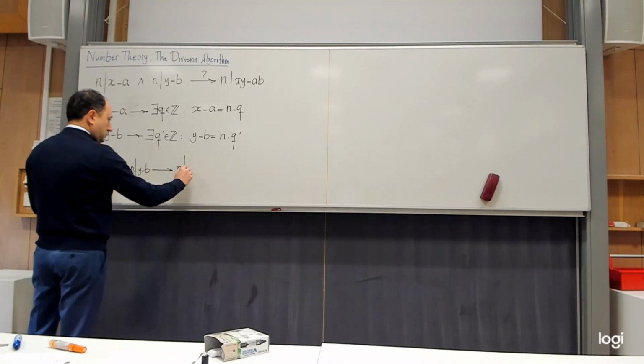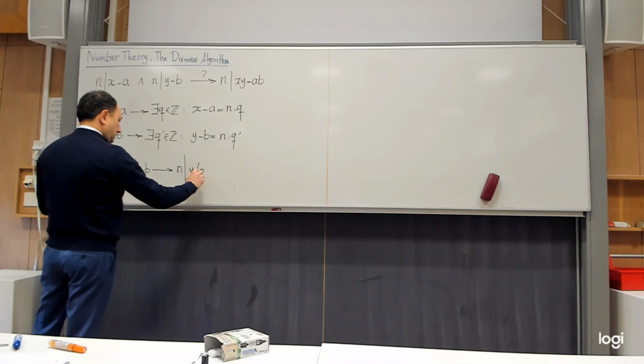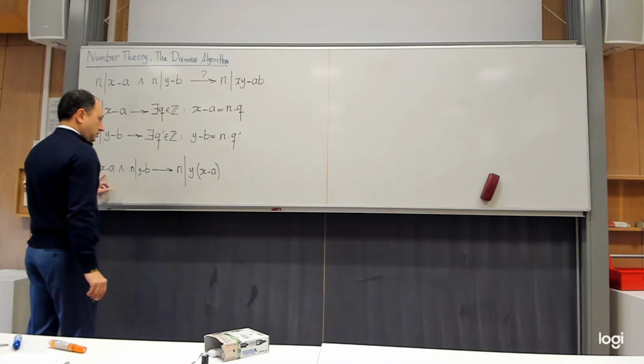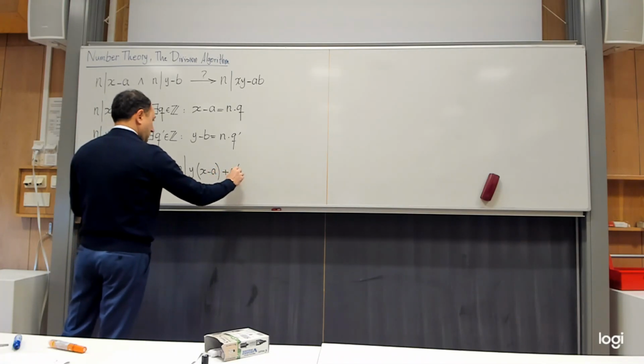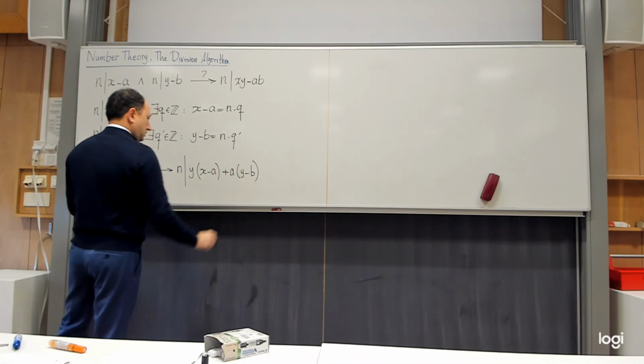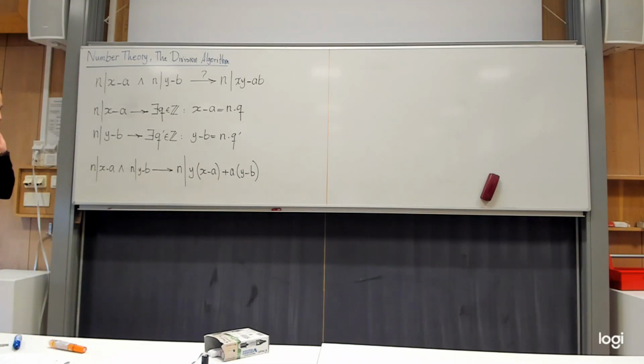Okay, so yes. You multiply y by the first one. And then you multiply a by the second one. And yeah, add. And then when you multiply everything inside, you will get... finished, yes. Yeah, it's finished.